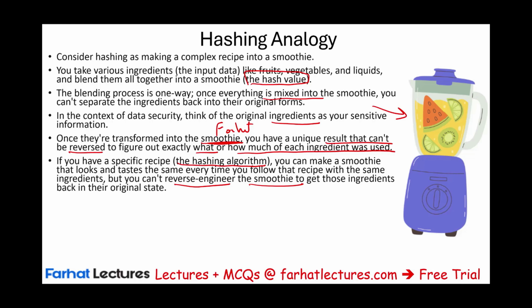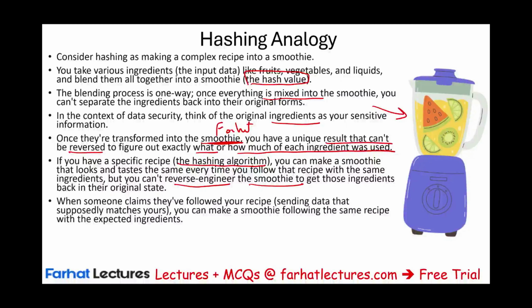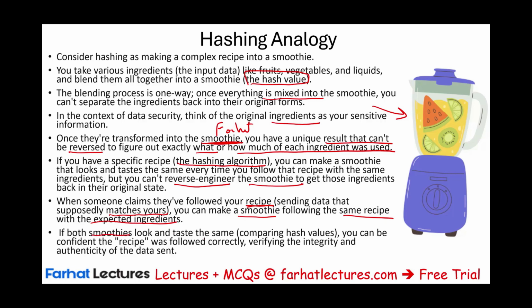You put them in, it's going to give you the output. It's going to say, yes, your password is correct. But you cannot take the output and reverse it back. And that's what hashing is. So when someone claims they followed your recipe, sending data that supposedly matches yours, you can take whatever they send you and say, okay, this is what we used. You can make the smoothie, following the same recipe with the expected ingredients. Now, if both smoothies look and taste the same, basically you compare the hash value, you can be confident that the recipe was followed correctly, verifying the integrity and authenticity of the data sent.